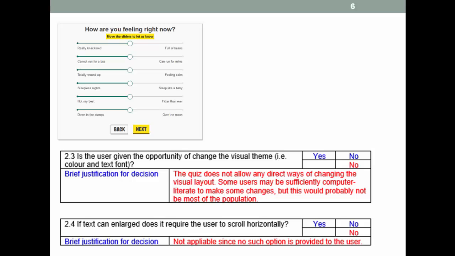Okay, so 2 related questions about the visual appearance of the screen. Tech-savvy users will know how to change the text size, etc. But again, this may not be true of many people using the quiz. As I think I mentioned in the previous lecture, the use of colloquialisms like "really knackered" may exclude many people who just don't know what it means. And additionally, the use of sliders might be problematic for some reason, so I've put in a couple of no's for these here.